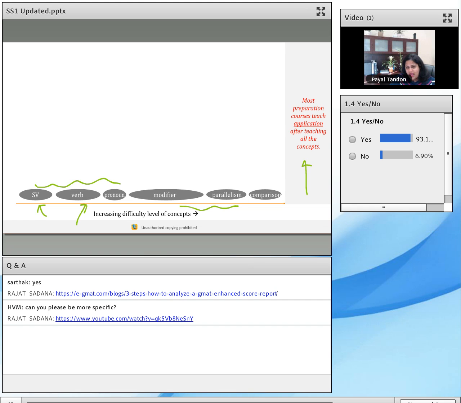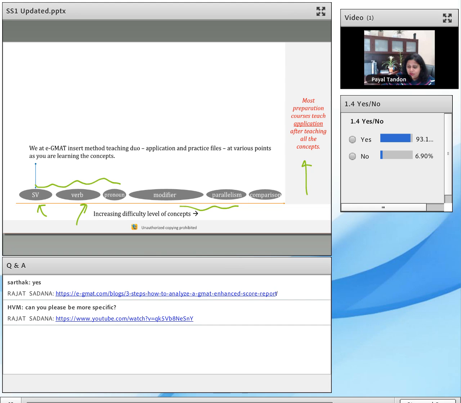And when they do that, they've actually missed out on a lot of learning opportunities. And they get overburdened. They feel, oh my goodness, what concept do I apply here? Do I apply the parallelism concept? Do I apply the modifier concept? What do I do, right? So that is the negative of learning application after learning all the concepts, okay?